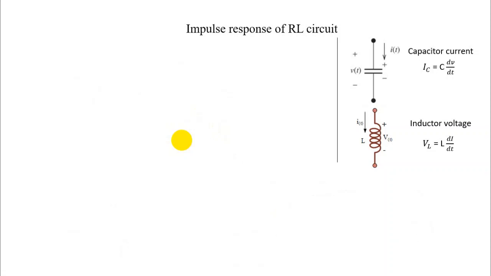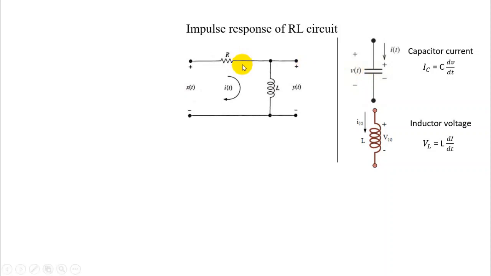In this video I will discuss the impulse response of an RLC circuit. To do this we need to know the basic relations, as we have discussed in the previous video. Basically, when an inductor carries a current, the voltage across it is L di by dt, and the capacitor current is C dV by dt when the voltage across it is V.